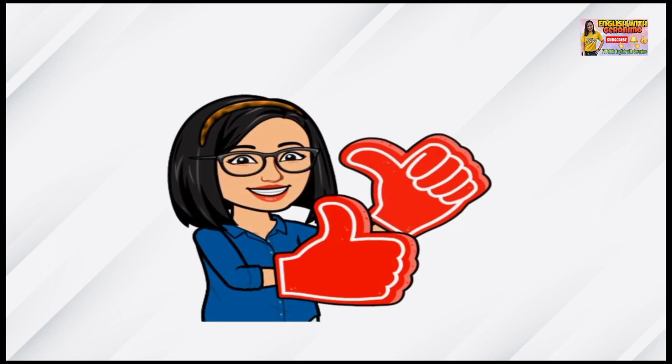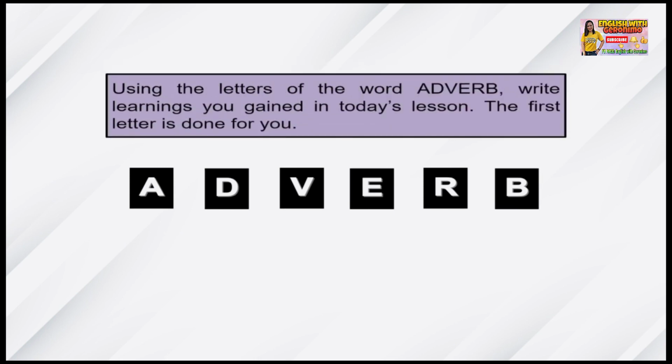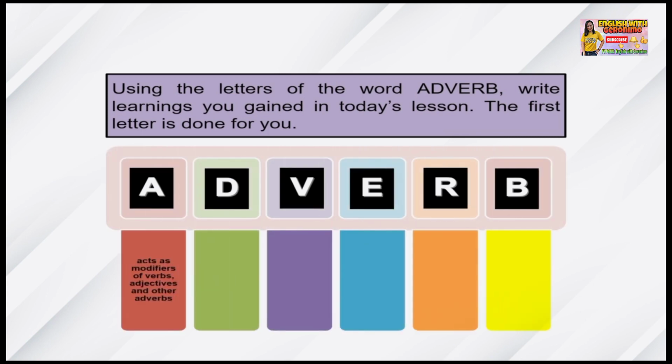Did you get the answers correctly? Then, it's a thumbs up for you. To sum up everything that we have talked about in this lesson, let's do the next activity. Using the letters of the word adverb, write learnings you gained in today's lesson. The first letter is done for you. A is for acts as modifiers of verbs, adjectives, and other adverbs.